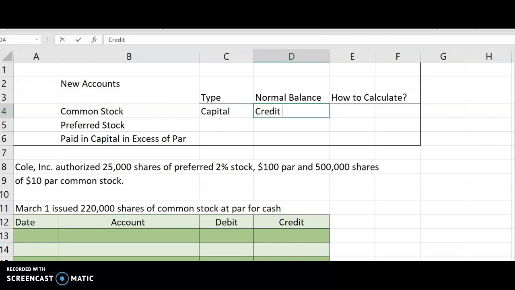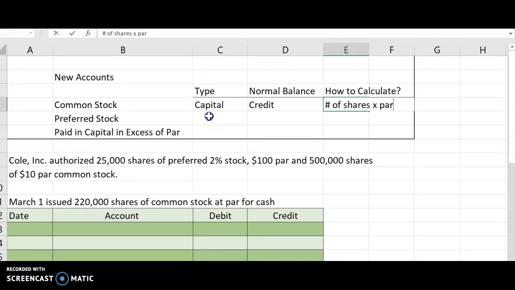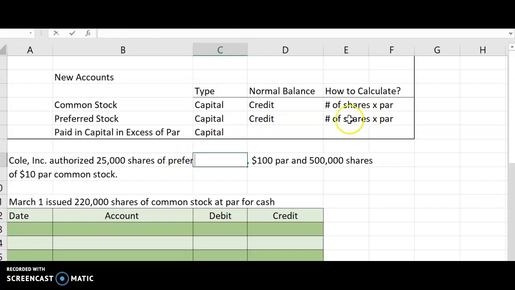Now let's look at how to calculate. And it's going to be the number of shares times par. Preferred stock is also another class of stock, and it's a capital account, and it also has a credit balance. And we're going to calculate it the same way, the number of shares times par. Paid in capital in excess of par is also a capital account, and it also has a credit balance.